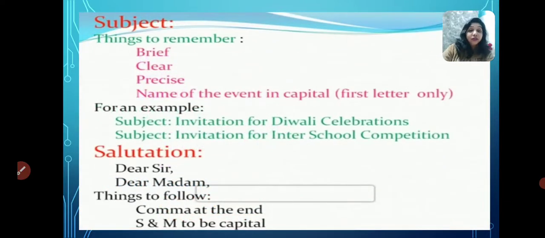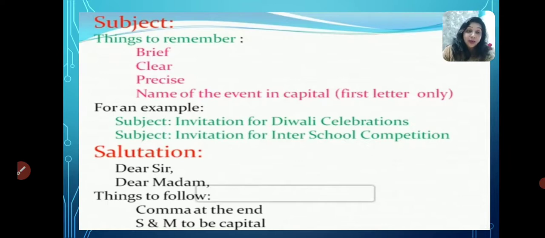Then coming to the subject, here are the things to remember. When you write a subject, it should be very brief, clear and precise, and the name of the event should be written in capitals. That is, the first letter should be capital, only the first letter.